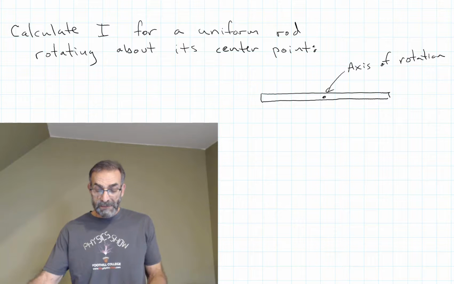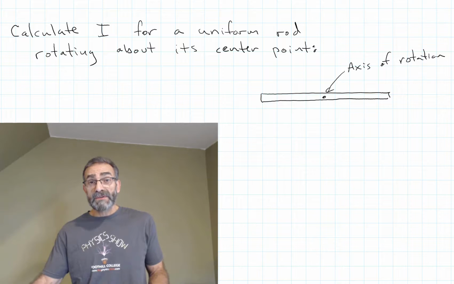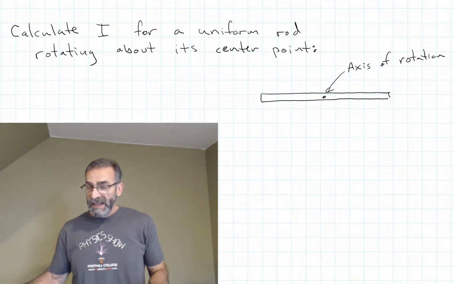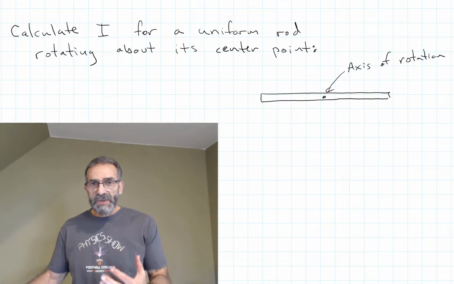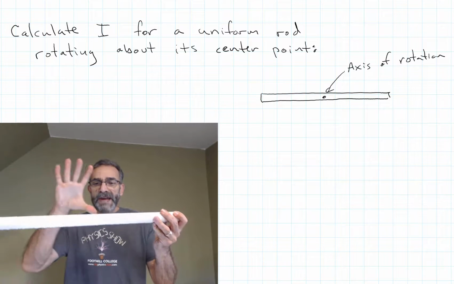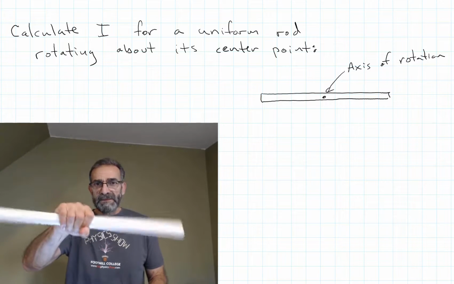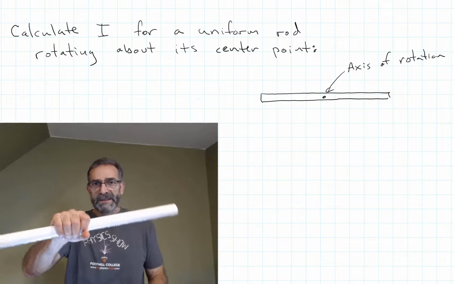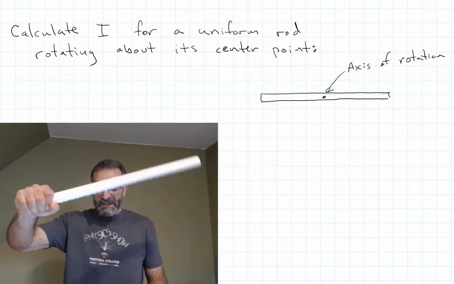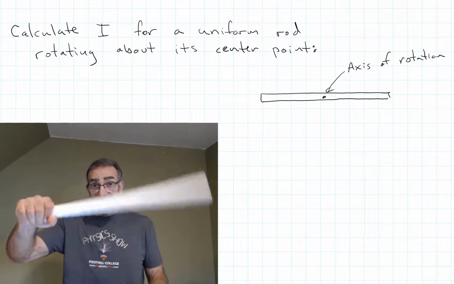Let's take a look at this example. We're going to calculate I for a rod rotating about its center point, a uniform rod. So we already did the one where it's rotating about its end point. And you should be picking up some intuition about this. We have a rod here, and if you grab it in the center and you try to rotate it, how does that feel? Is it easy? Hard? Now you move your hand all the way to the end of the rod and you try to rotate it now. Is it easier? Is it harder? How does that feel?